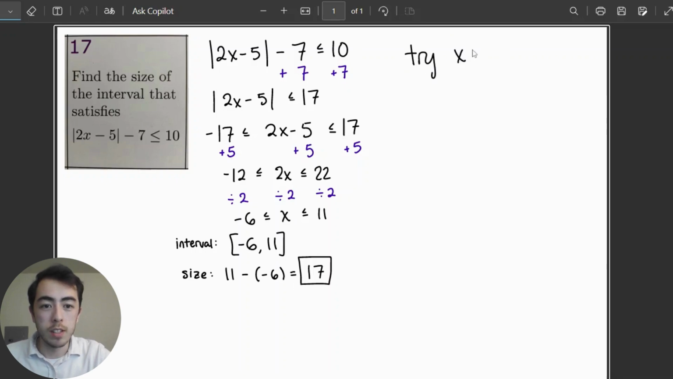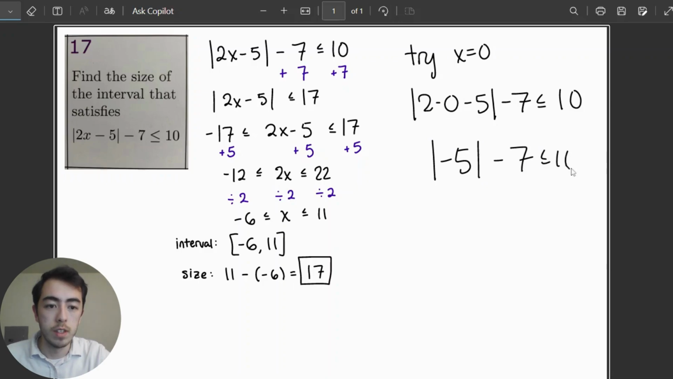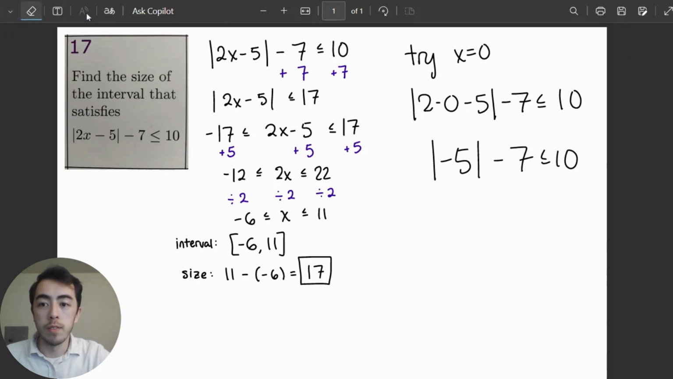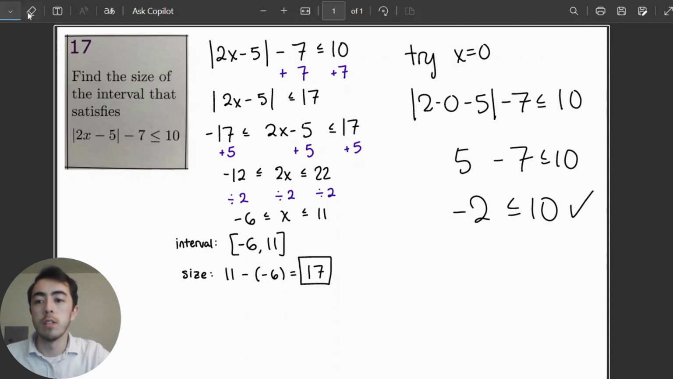So if I try x equals 0, I'm inside of this interval. And so when I plug it in right here for my x, I should get an inequality that does make sense. So I should evaluate the stuff on the inside first. 2 times 0 is 0. And then 0 minus 5 is negative 5. So I'll write that down first. Then the absolute value of negative 5 is positive 5. And I know that 5 minus 7 is negative 2. So yes, negative 2 is less than 10, so it works.